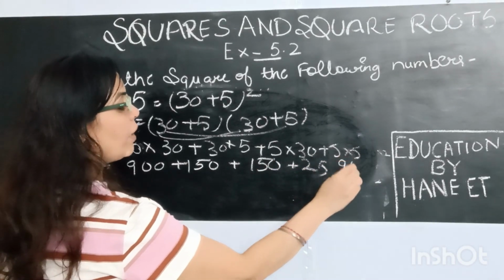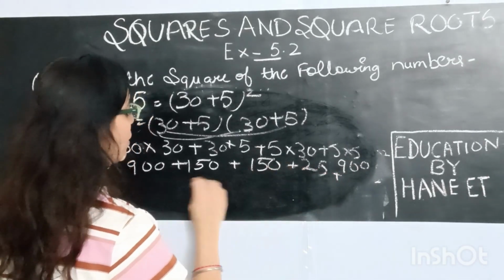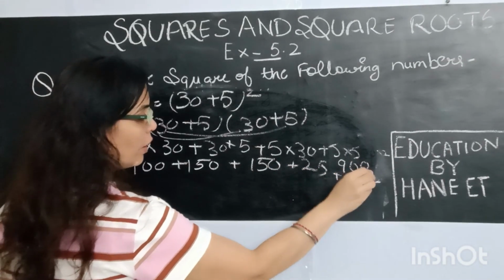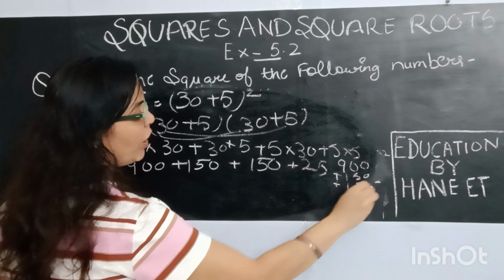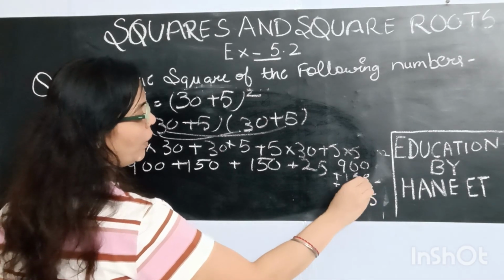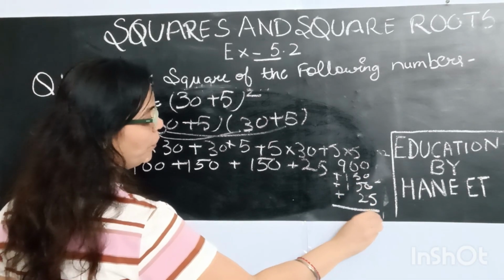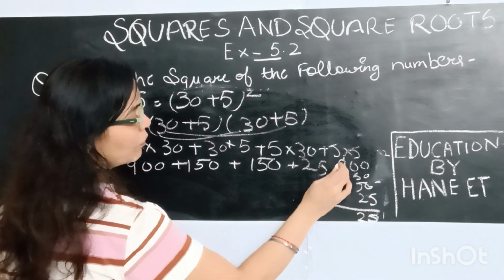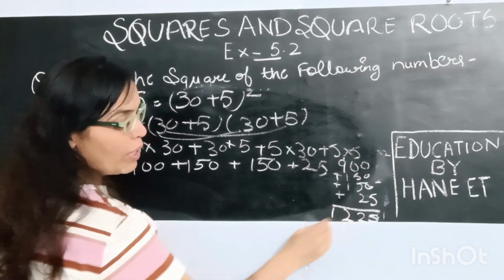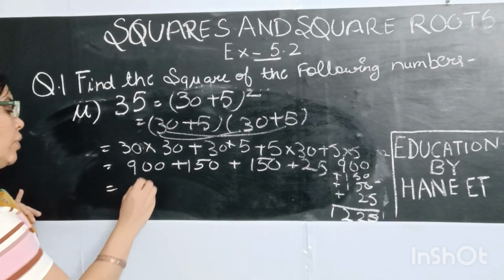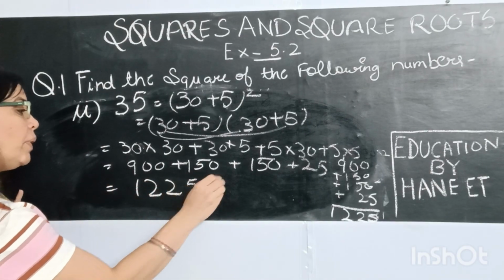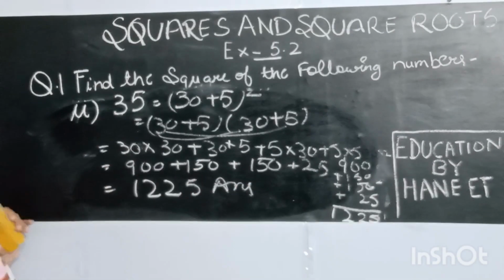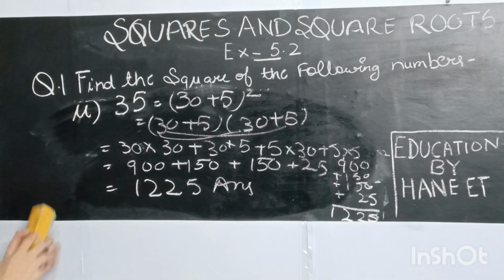So let's calculate 900 plus 150 plus 150 plus 25. 5 plus 5 is 10, and then 10, 11, 12. So the answer will be 1225. 1225 will be the answer, right? Now let's do the third part.